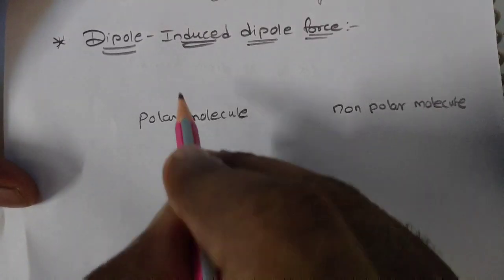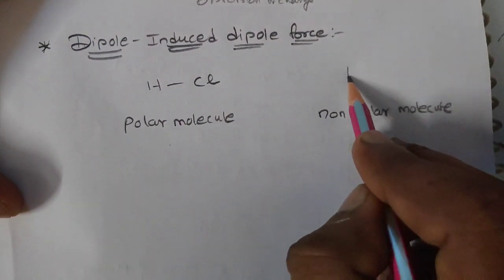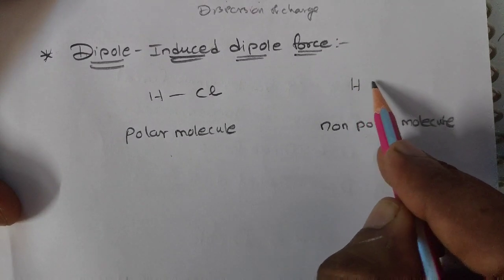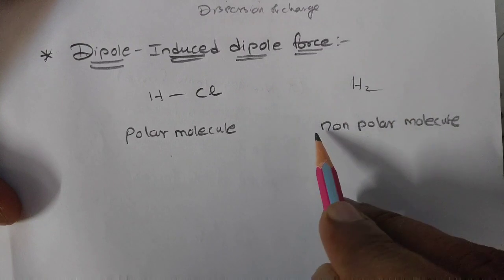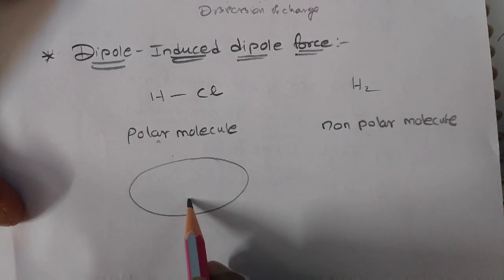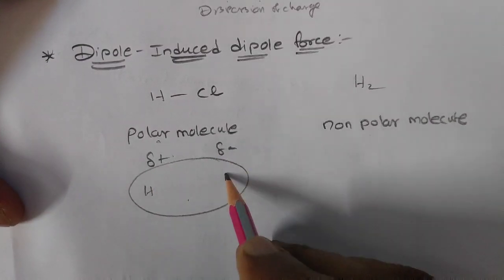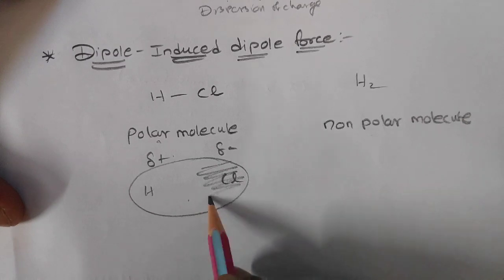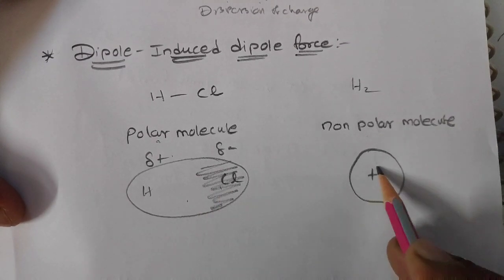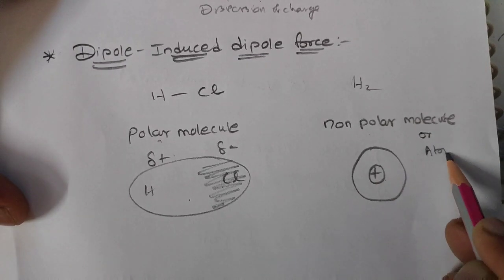Understood? So when we take a polar molecule, you can take HCl here. For a non-polar molecule, you can take hydrogen or CH4 or whatever molecule you want. A polar molecule contains plus and minus charge; the electron cloud is more on one side due to the difference in electronegativity. And a non-polar molecule is, for example, a hydrogen atom.